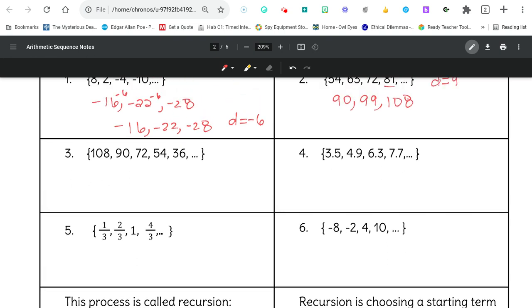All right. What am I doing on 108 to get 90? So I'm taking away 18. 90 minus 18 is 72. 72 minus 18 is 54. 54 minus 18 is 36. So the common difference is negative 18.